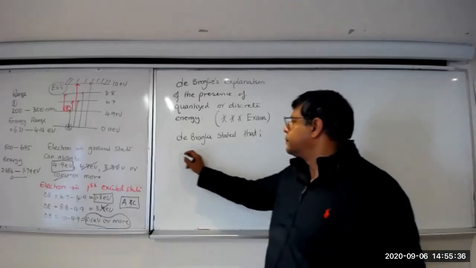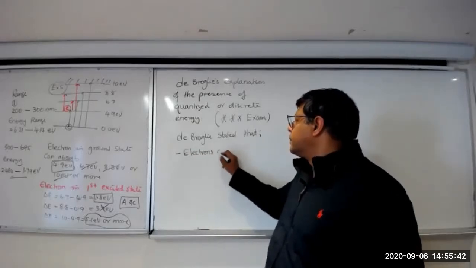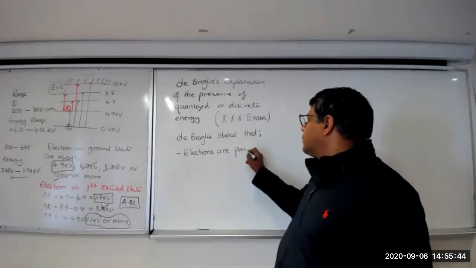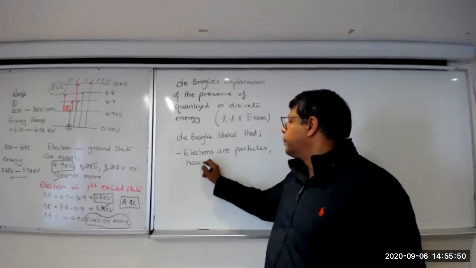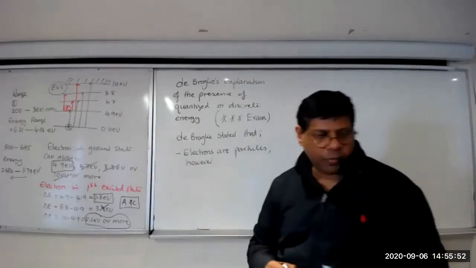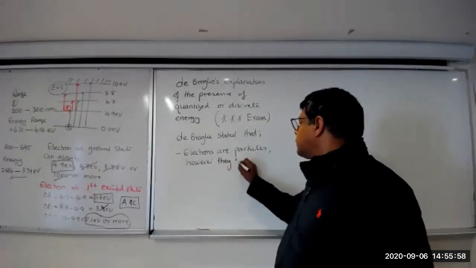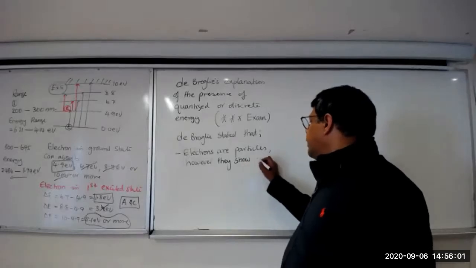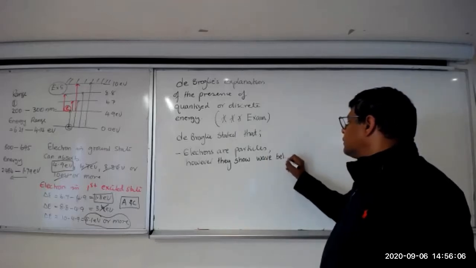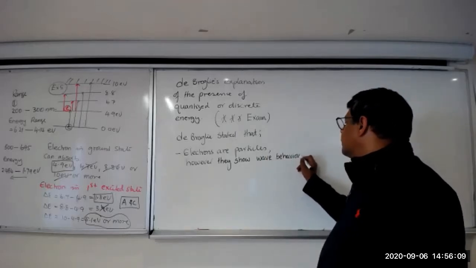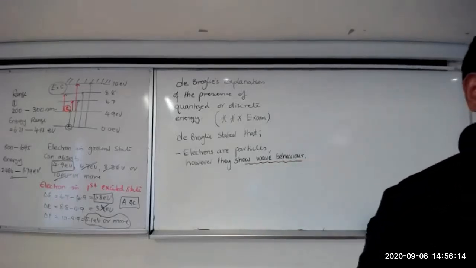It stated that electrons are particles, however, they show wave behavior. That's 1 mark. You need to state that electrons are particles, but they show wave behavior. That's one of the keywords.